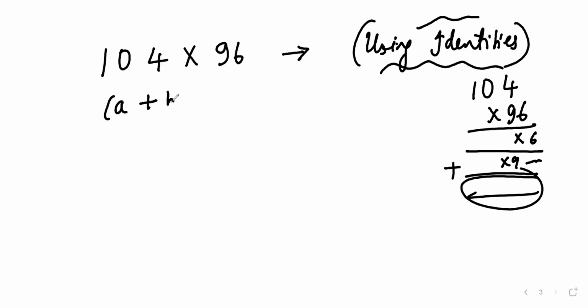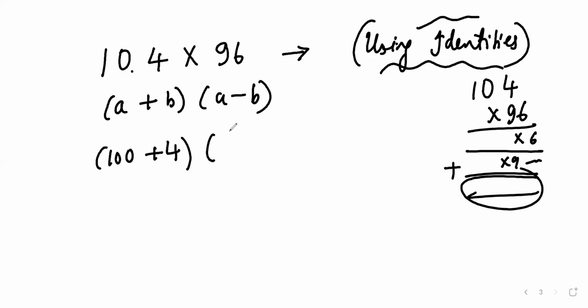I can think of a plus b into a minus b. So how do I break it up into a plus b into a minus b? So 104 and 96. I can look at the midpoint of both of them as 100, right? So you can say 100 plus 4, that is 104, and 96 is 100 minus 4. So see, if you relate, this is your A, this is your B. Once you have presented it in this form, then it's very easy.